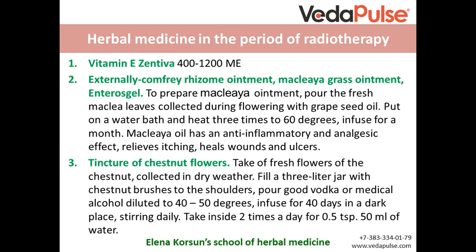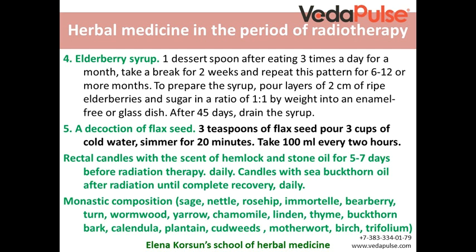Also, it is prescribed for the patients for internal intake the tincture of chestnut flowers. And also, we recommend the syrup of elderberry or Sambucus. Also, decoction of flax seed, rectal suppository based on the conium, and also the special monastic herbal composition containing several plants. You can see that we use different forms of medicinal remedies: water base, water alcohol or spirit base, ointments, tinctures, and so on.